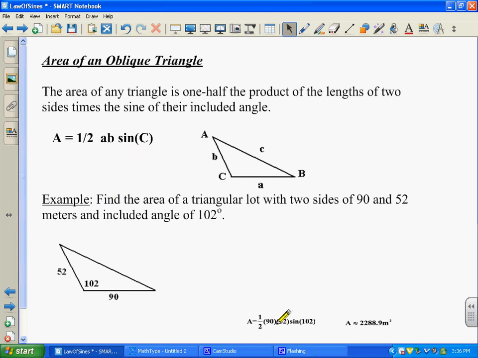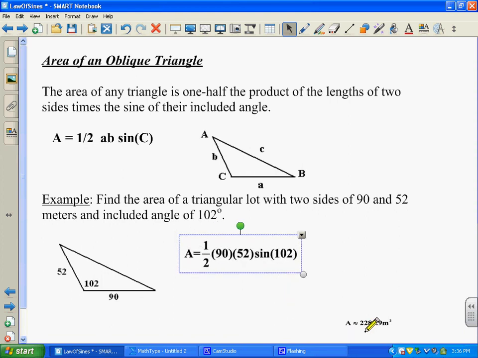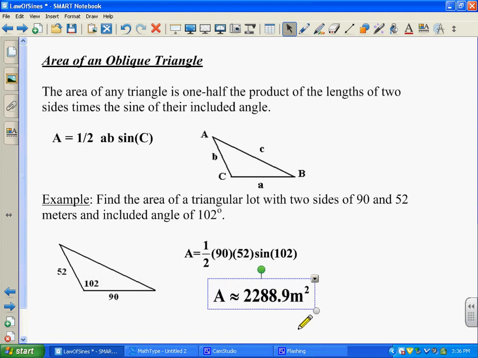So we have to find the area of a triangular lot. Okay, so we're given a diagram. We see here that we have the included angle and two sides. So we're just going to fill those values into our formula. And then we're going to get our calculator to help us. And there's the area. Okay, so 1/2 the product of the sides times the sine of the angle gives us the area of the triangle.